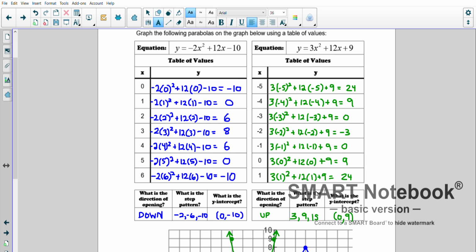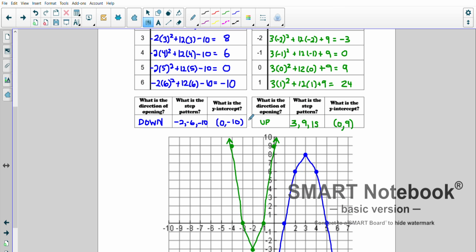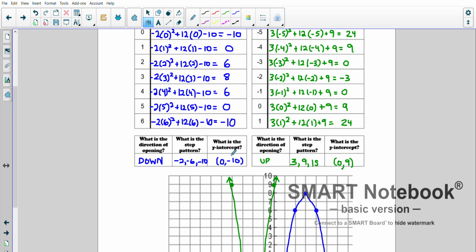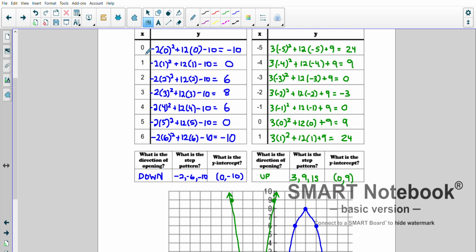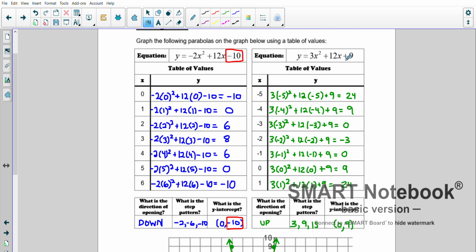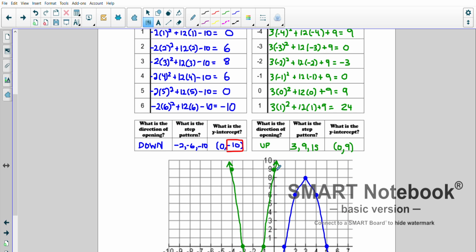And then as we saw in the last example, and I'll just highlight this in red, the y-intercept does indeed show up in the equation. You can't see it on the graph, but you can see it here when x equals 0, y equals -10. And then over here, you see the y-intercept should be +9, and when we look at the graph, this one is on the graph, it is +9.